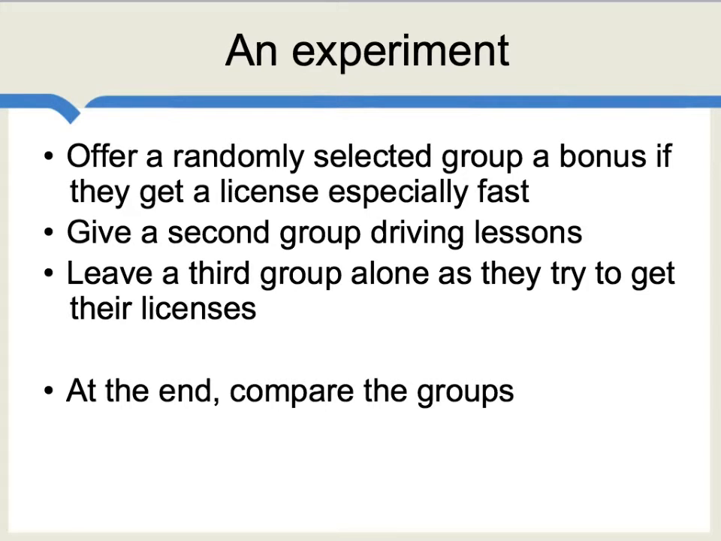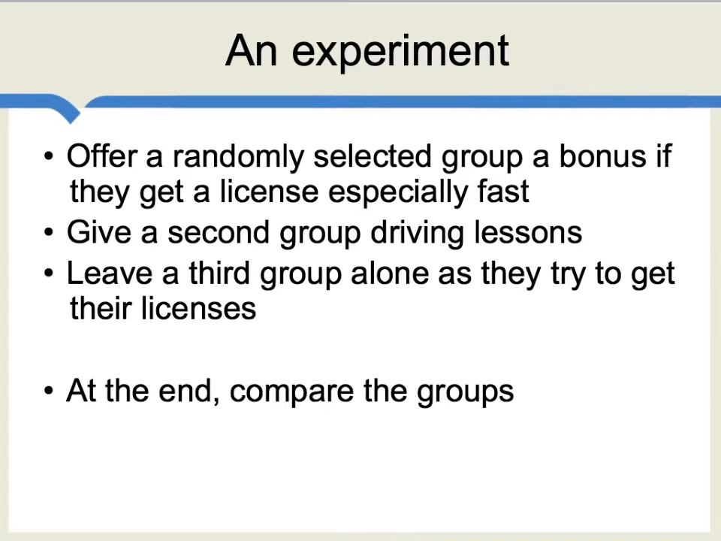First, they took a randomly selected group and offered them a bonus if those individuals could get a license, especially fast. The quickest you could get a license in this context was within 32 days. There was a second group also randomly selected, and that group was taken aside and given driving lessons. There was a third group, and that group was left alone as they just navigated the process of getting a driver's license in India. And at the end of all of this investigation, what the authors are going to do is compare the 3 groups and see what we can learn from that comparison.